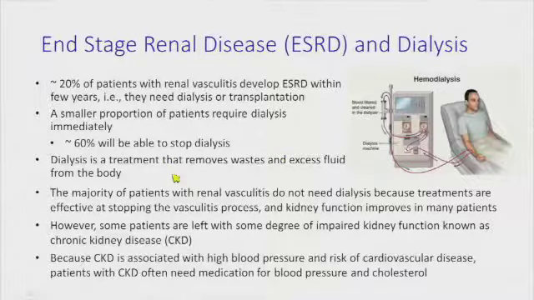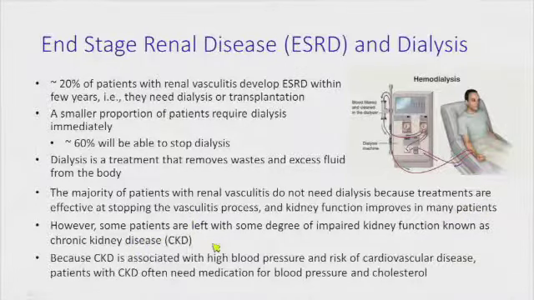Dialysis is basically a treatment that removes waste and excess fluid from the body. They use a machine that filters the toxic products from the blood, just basically what the kidney should be doing, that they are not able to do, at least for a while. The majority of patients with renal vasculitis do not need dialysis because treatments are effective at stopping the vasculitis process, and kidney function improves in many patients, especially when the treatment is started as soon as possible.